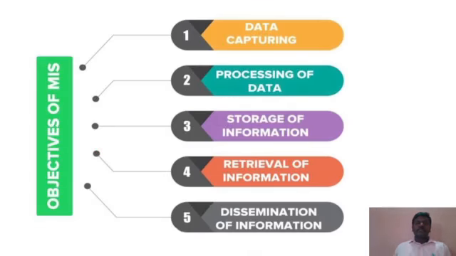department. Next we'll move on to the objectives of MIS. What are its objectives? It mainly includes five objectives. First is data capturing. Second is processing of data. Third is storage of information. Fourth is retrieval of information. Fifth is dissemination of information.